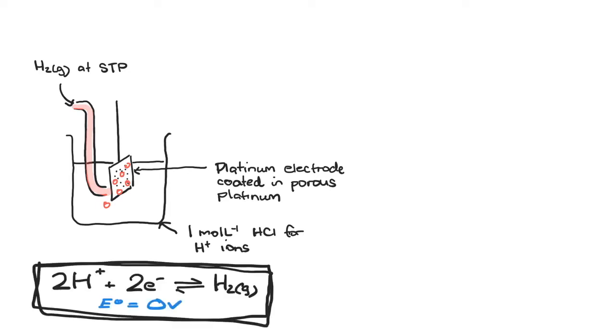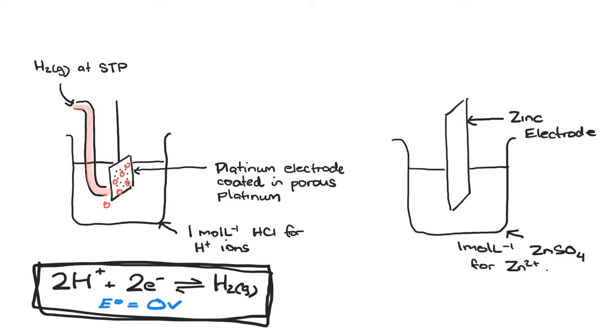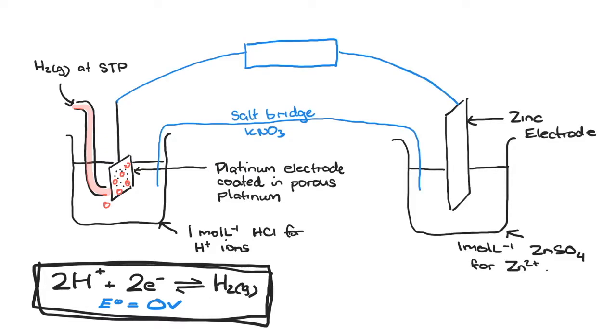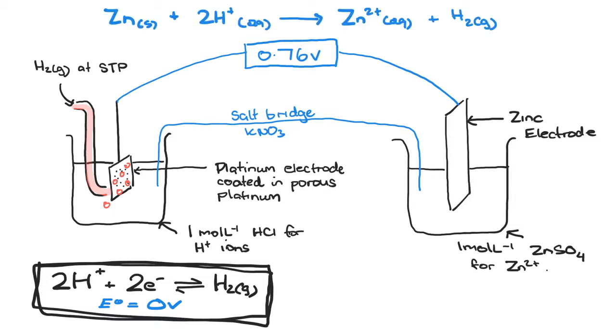If we made a zinc half cell and connected it to the hydrogen half cell, measured the voltage, which would give us, say, 0.76 volts, the equation for the cell reaction would be this. Because the zinc has donated its electrons, it has been oxidized, so the half cell is written like so. Now it has an oxidation potential of 0.76 volts.